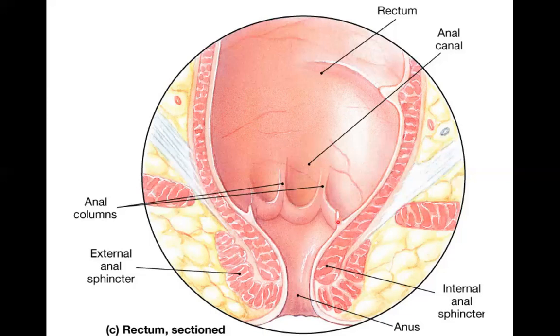فلذلك حتى البلد سبلاي، حتى الليمفاتيك سبلاي، حتى النيرف سبلاي، حتى اللايننج epithelium, it will differ from above the pectinate line to below the pectinate line. Let's return now to describe what we can see.